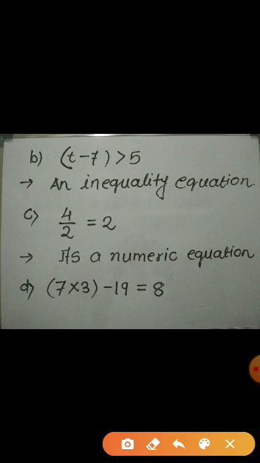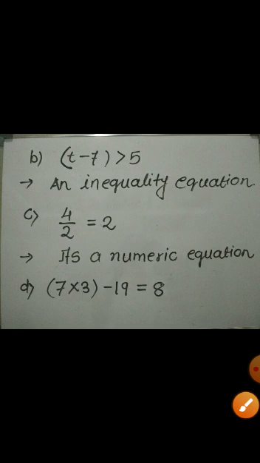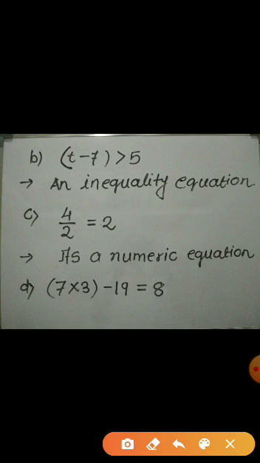Now the third one, 4 by 2 is equal to 2. Here the two sides are given, left hand side and right hand side. Along with them, an equal to sign is also used in between the two sides, right? But no variable is used. So it is not an equation with a variable. It's called a numeric equation as only numbers are used. Now the fourth one, 7 into (3 minus 19) is equal to 8. It is again a numeric equation as only numbers are used.